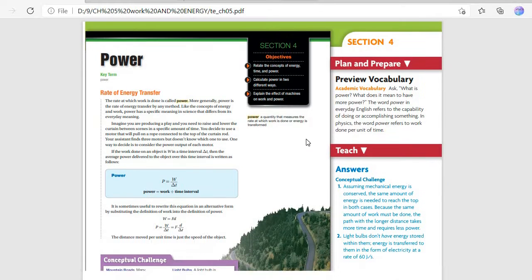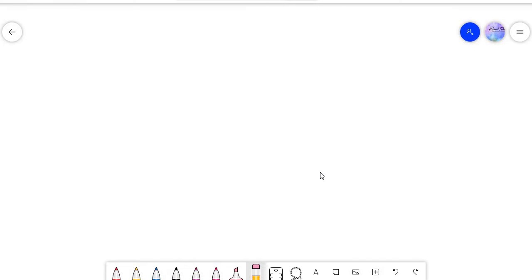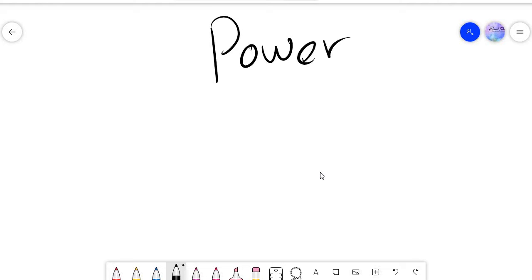Okay, in power, we will talk about work, time, force, distance, or displacement. All of that we are talking about the power. At the beginning, we will speak about the formula, because from the formula we will understand all of the things about the power. Okay, now we will make a symbol for power: P. P is the symbol for power.